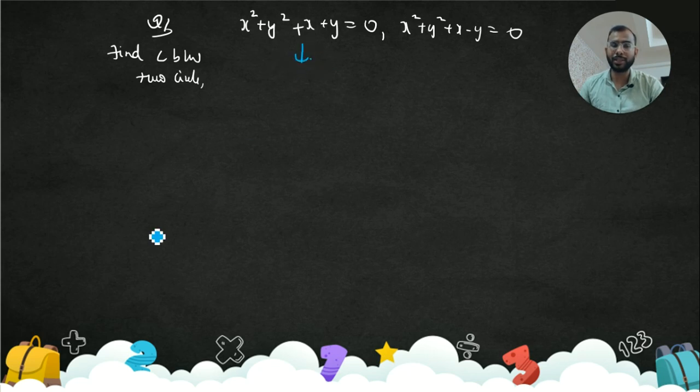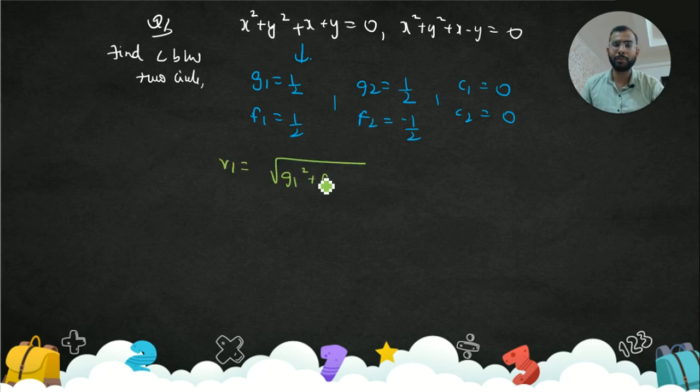So G is nothing but, if you see, this is 2G, so G1 is half, F1 is half, G2 is half, F2 is minus half. C1 is 0, C2 is 0. Let me find the radius. Just for your convenience I'm solving it completely, but directly we can see also. R1 is the root of G1 square plus F1 square minus C, guys. G1 square is 1 by 4, F1 square is also 1 by 4, minus 0. 1 by 4 plus 1 by 4 is 2 by 4, which is 1 by 2. So r1 is 1 by root 2.